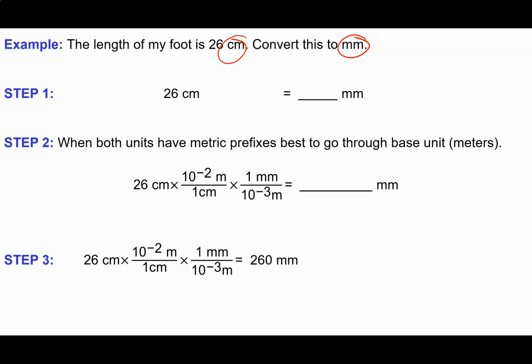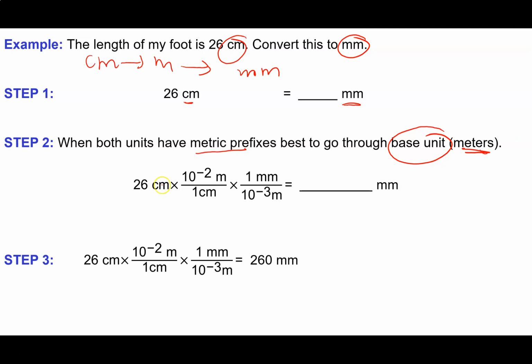This one is going to be a little more complicated. So I want to go from centimeters to millimeters. Something to be aware of is whenever you have a metric prefix in both your answer and your starting units, it's always best to go through the base unit. The base unit of length is the meter in this case. So my pathway is going to be: centimeters to the base unit, which is the meter, and then finally onto millimeters. So I'm actually going to do two conversions here.